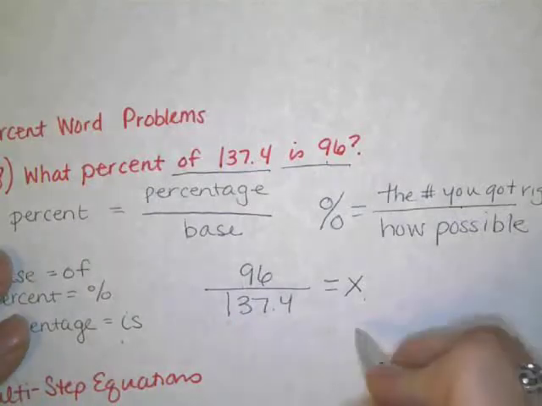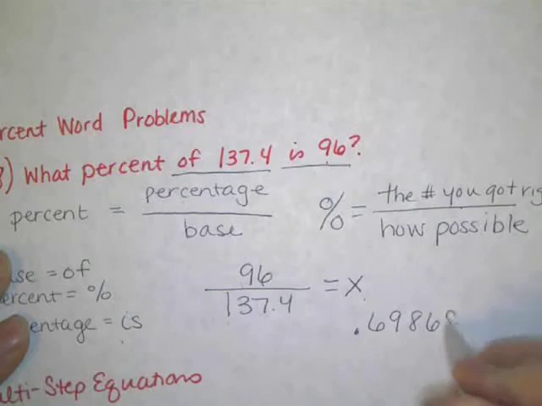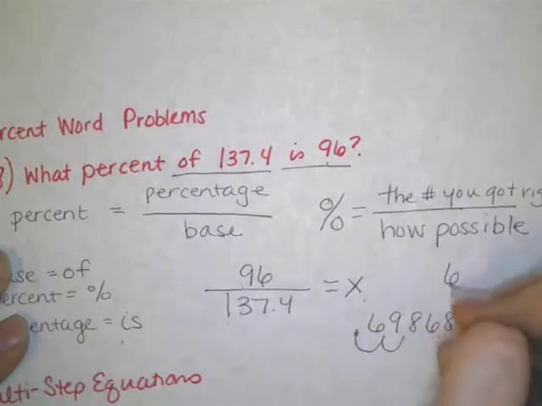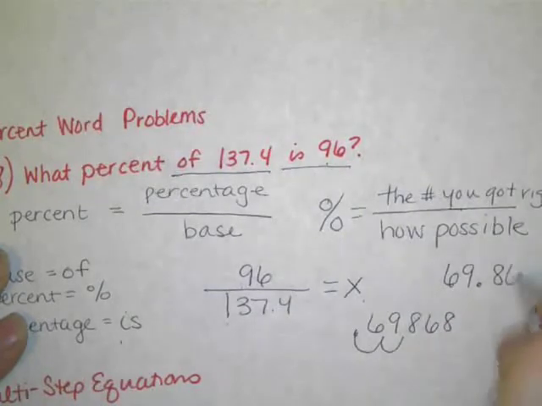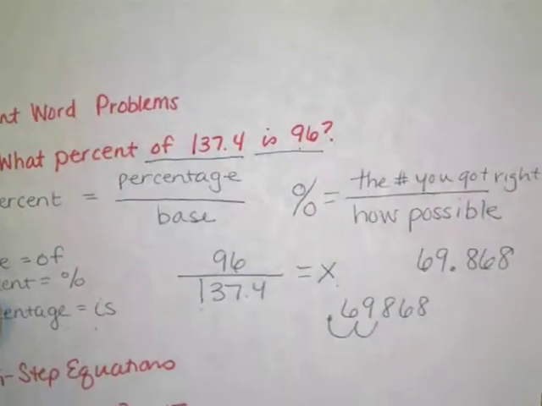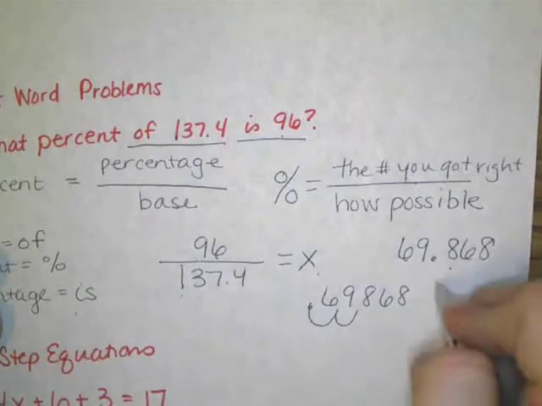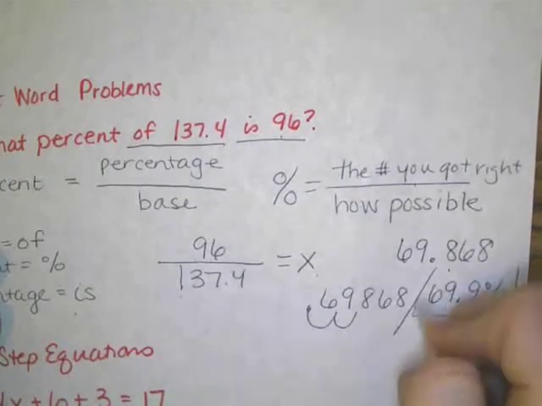On the calculator we get 0.69868. To show it as a percent, we have to move our decimal place 2 places, so it would be 69.868. And we are going to round to the nearest tenth, so it's 69.9%.